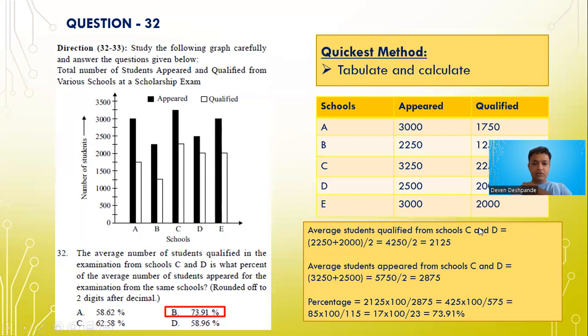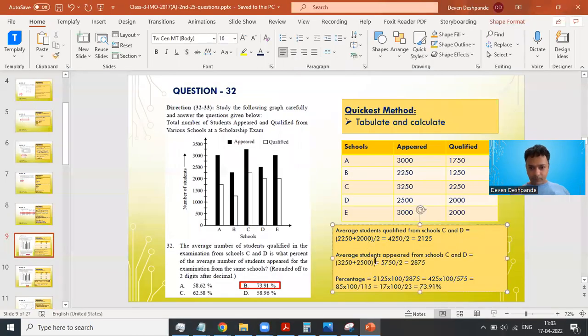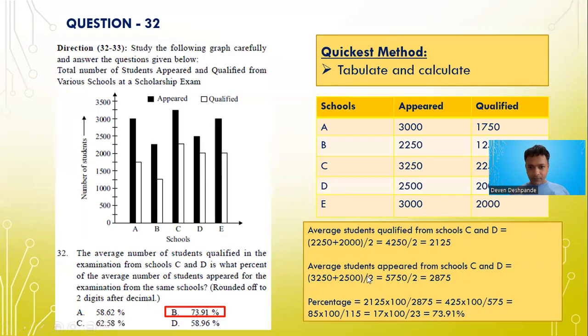So, average students qualified from schools C and D. C is 2250, D is 2000. So 2250 plus 2000 upon 2, 4250 upon 2 is 2125. And average students appeared from schools C and D: 3250 plus 2500, whole upon 2. It will be 5750 upon 2, which is 2875.